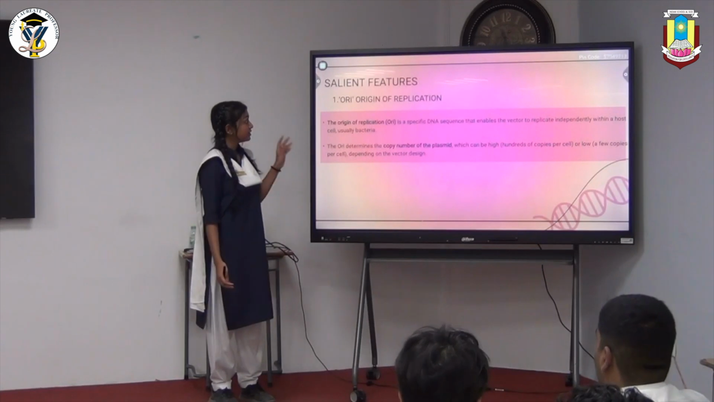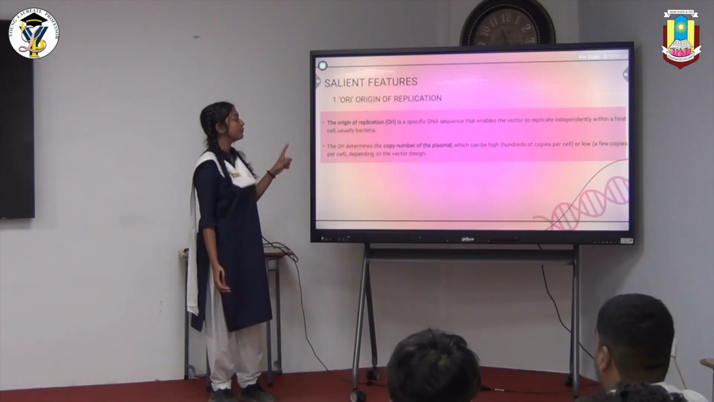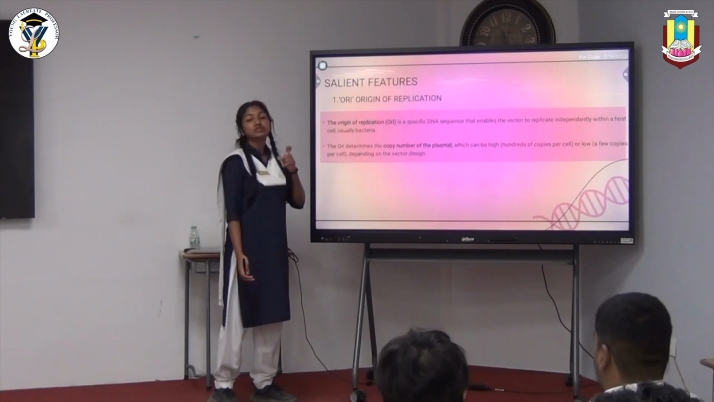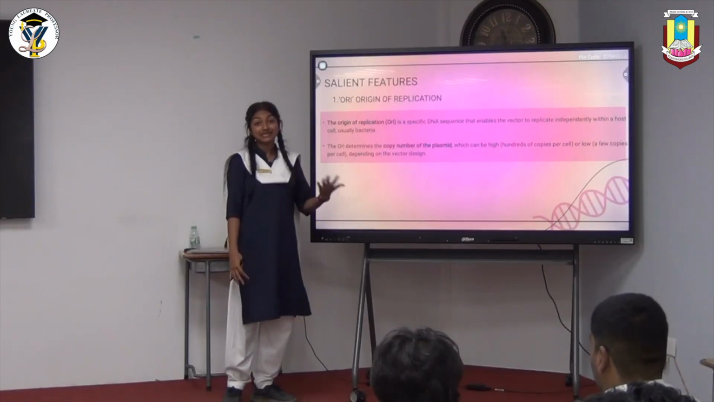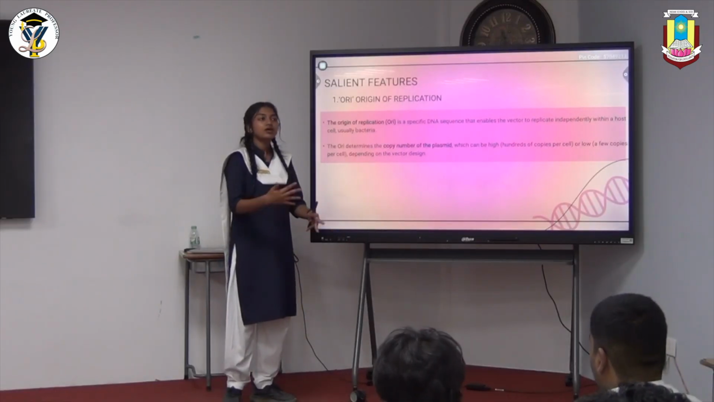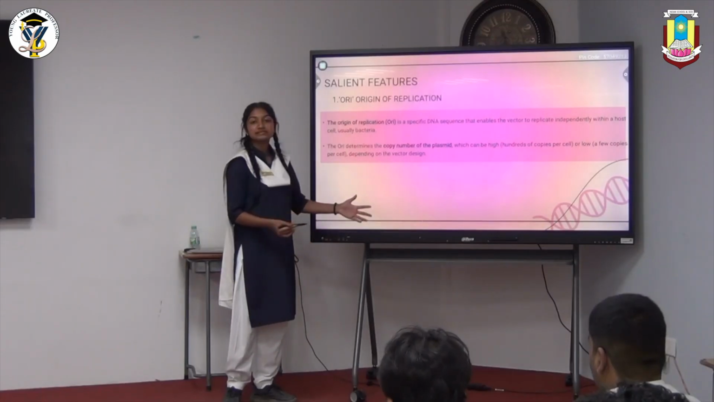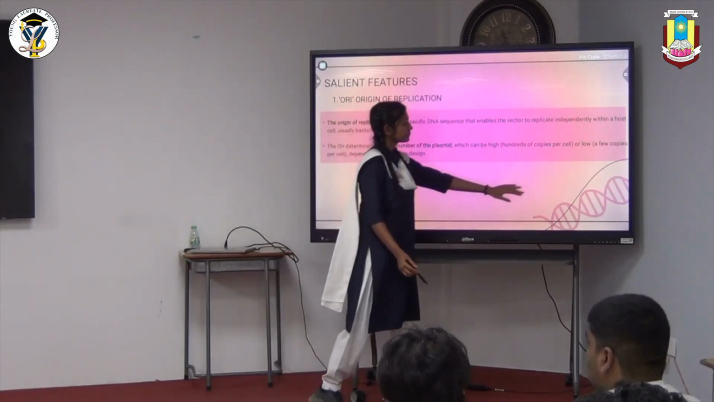Not only that, but the ORI is also responsible for maintaining the copy number of the plasmid, which can be high in the case of bacteriophage and which can be low, 2%, in the case of plasmid.